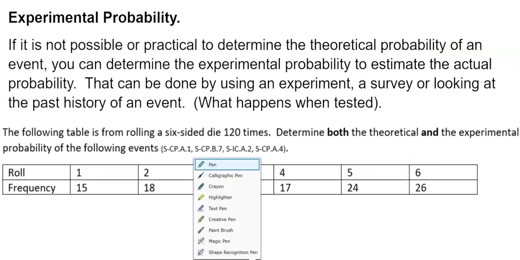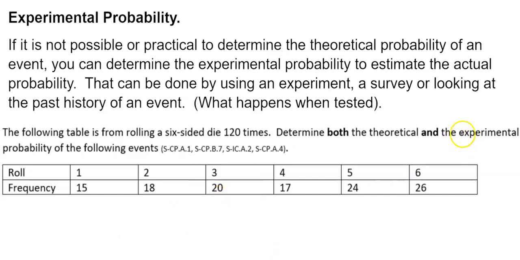Now, experimental probability is a little bit different. Experimental probability is the probability that happens when we actually test it. So this top row is for theoretical probability. I should get a 1 out of 6, a 3 out of 6, a 1 or a 3 out of 6, a 3 or a 4 out of 6.